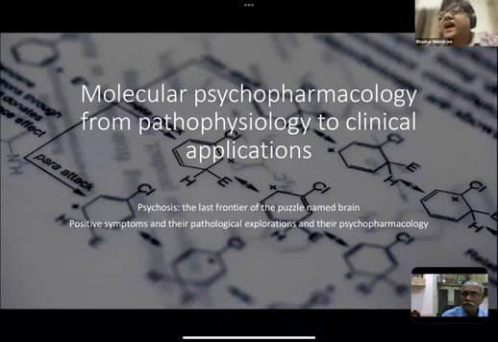Psychosis actually is the last frontier of the puzzle named brain. Once we understand and figure out major psychosis, we would be able to solve the brain, and we would be able to work on the path of immortality. Medicine is almost able to replace every organ. The brain cannot be replaced, but the brain can be repaired. And the repair starts from understanding psychosis.